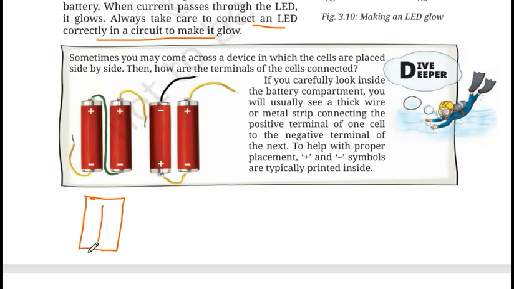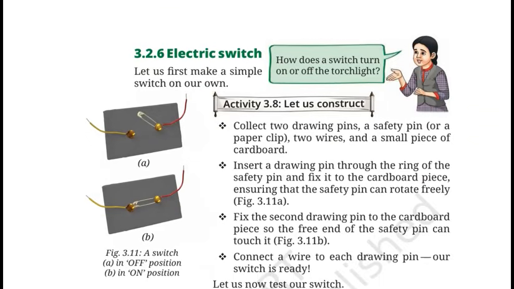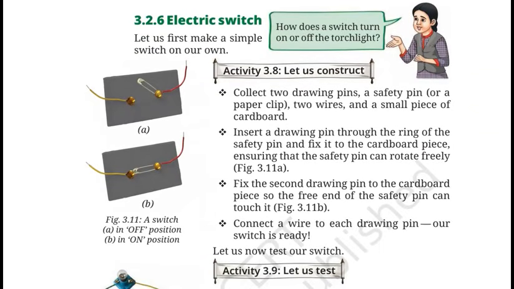Okay. We have a disc and a spring, and then a spring and a disc in this way. So if you carefully look inside the battery compartment, you will usually see a thick wire or a metal strip connecting the positive terminal of the one cell to the negative terminal of the next. To help with proper placement, what do you see? You see there are positive and negative symbols printed inside, and you have to place it accordingly side by side. All right.